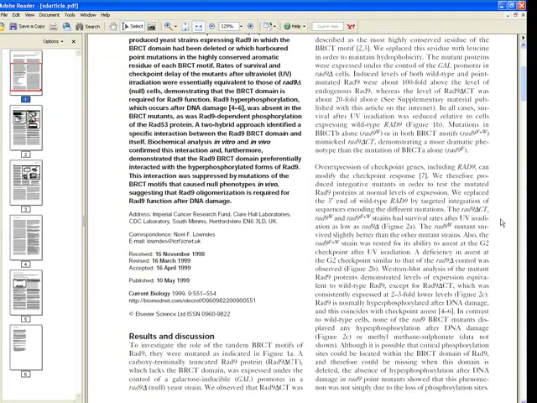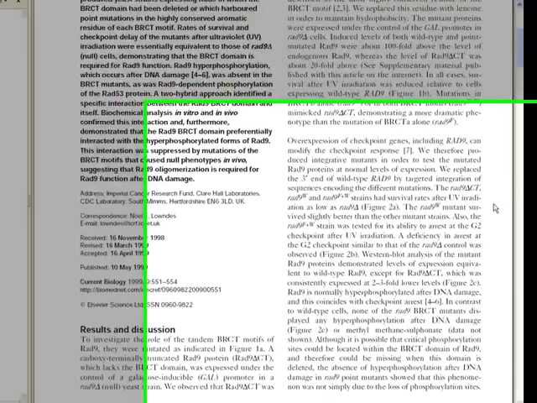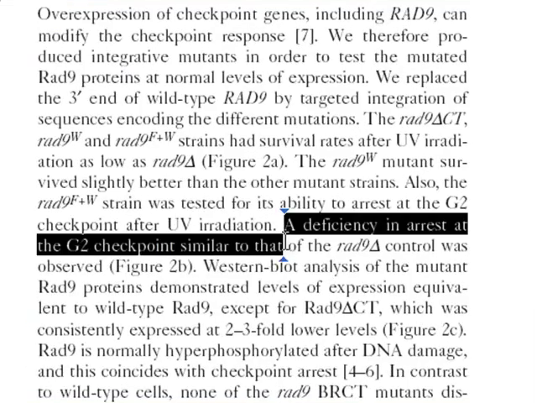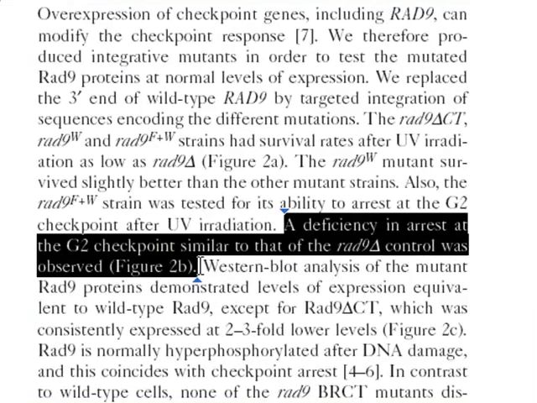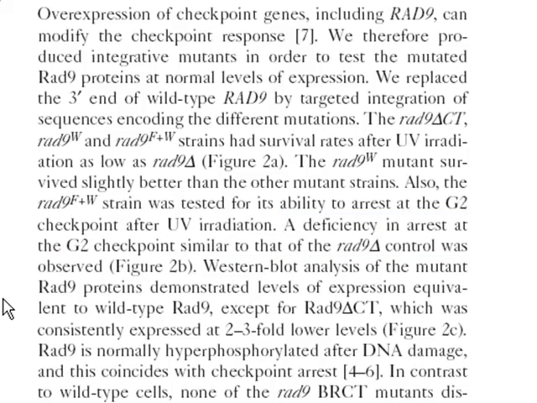In the middle of paragraph 2 on the first article page, we read, "A deficiency in arrest at the G2 checkpoint similar to that of the Rad9 delta control was observed, Figure 2b." See how the conclusion drawn from the observations displayed on the figure is stated, followed by the direct reference to where to check that point on the figure. These reference tags are written in brackets.